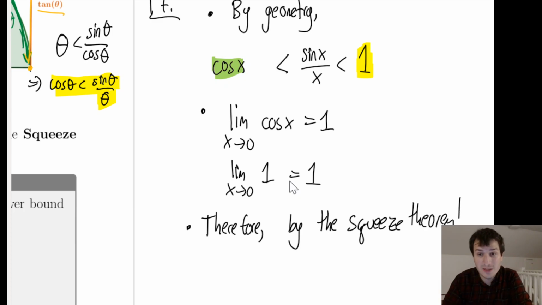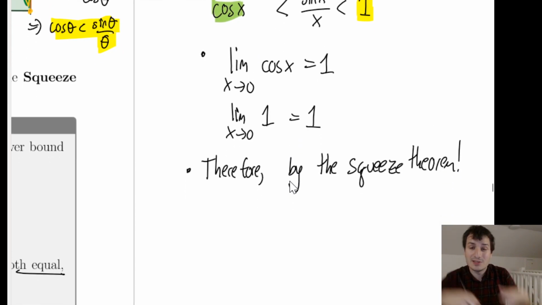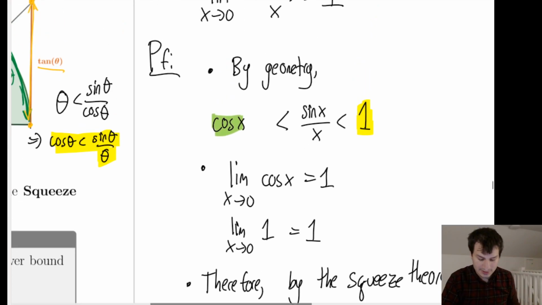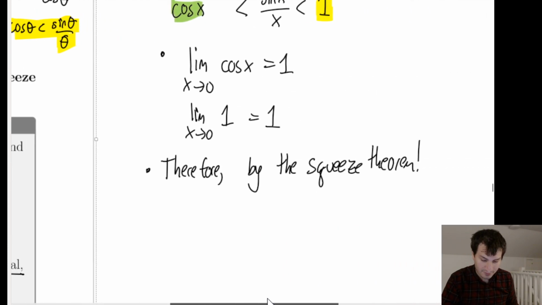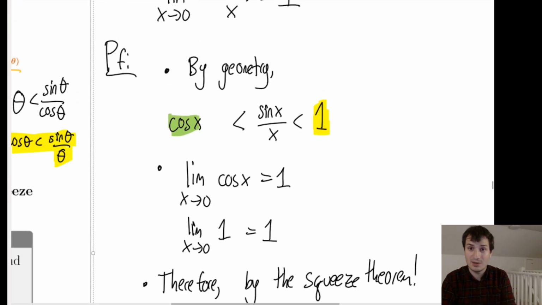So the squeeze theorem, you can think of it like one of the limit laws. It tells you as long as you have the right conditions, you can get the value of the limit you want. So what are the right conditions? We need a squeeze. We need the function we're looking for to be between two functions. That's exactly what we have with sine x over x. It's between cosine and 1.